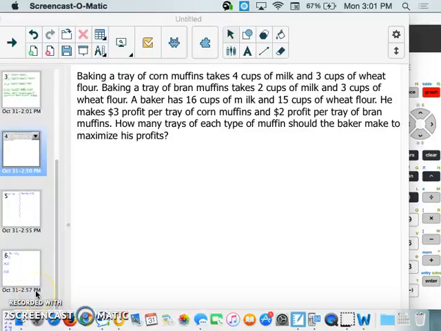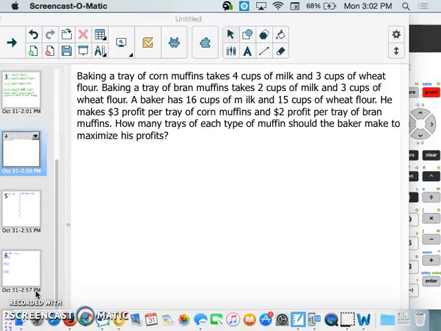All right, this screencast is for the second linear programming example. Baking a tray of corn muffins takes 4 cups of milk and 3 cups of wheat flour. Baking a tray of bran muffins takes 2 cups of milk and 3 cups of wheat flour. A baker has 16 cups of milk and 15 cups of wheat flour. He makes $3 profit per tray of corn muffins, $2 profit per tray of bran muffins. How many trays of each type of muffin should the baker make to maximize his profits?